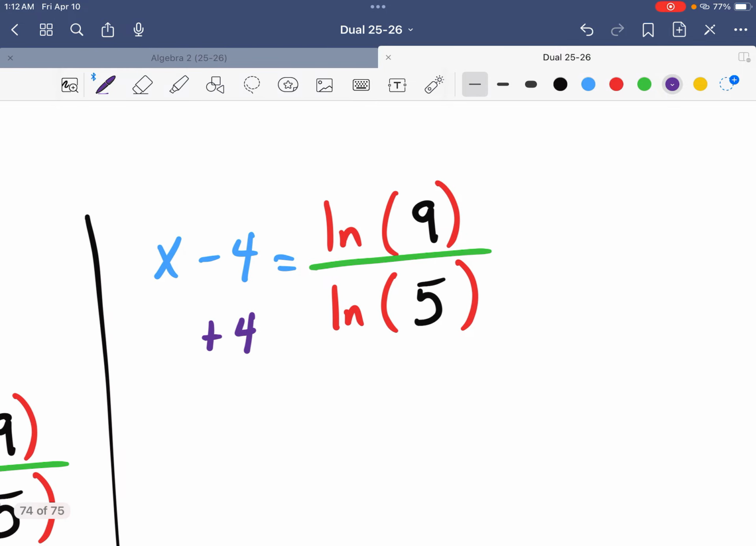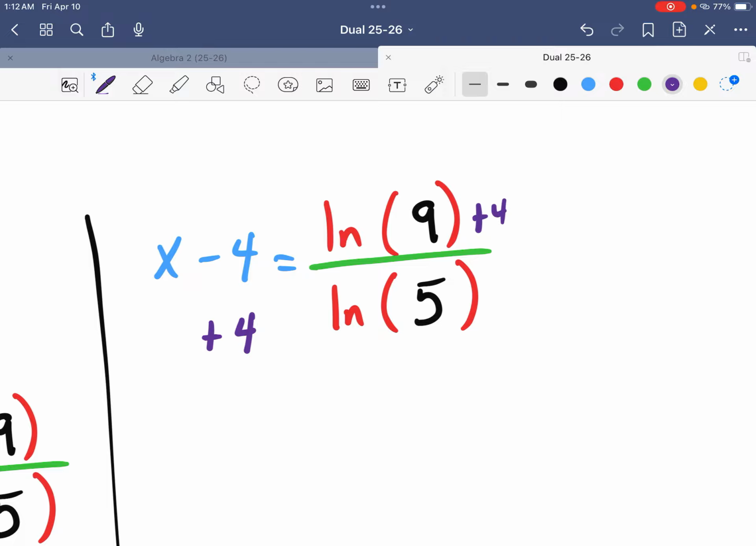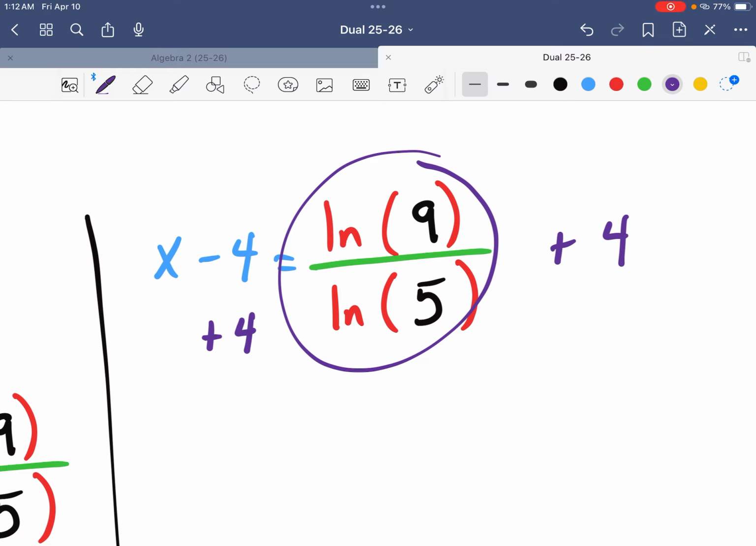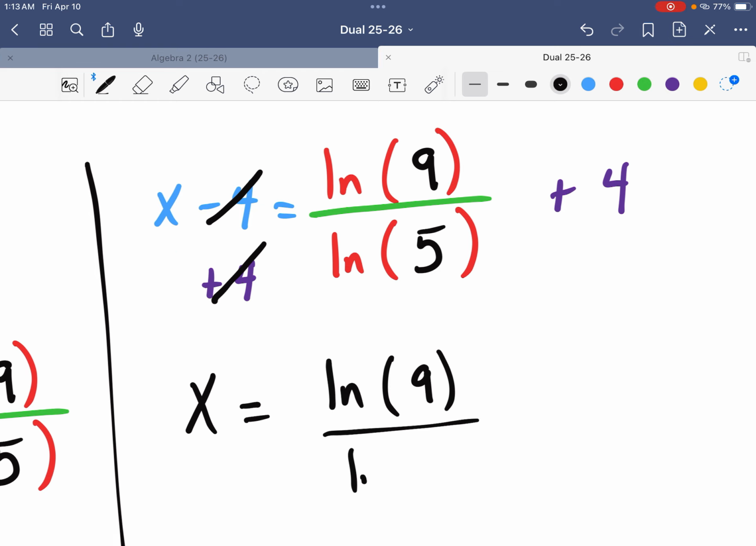Now, when you do plus 4, again, this right here, that's just a number. Leave it alone. So when you put plus 4, don't put plus 4 on top. Don't put plus 4 on the bottom. Since all of this is just one number, you're going to add 4 to the end. Okay? So then these 4s are going to cancel. And what do you have left over? x equals ln of 9 divided by the ln of 5 and then plus 4.